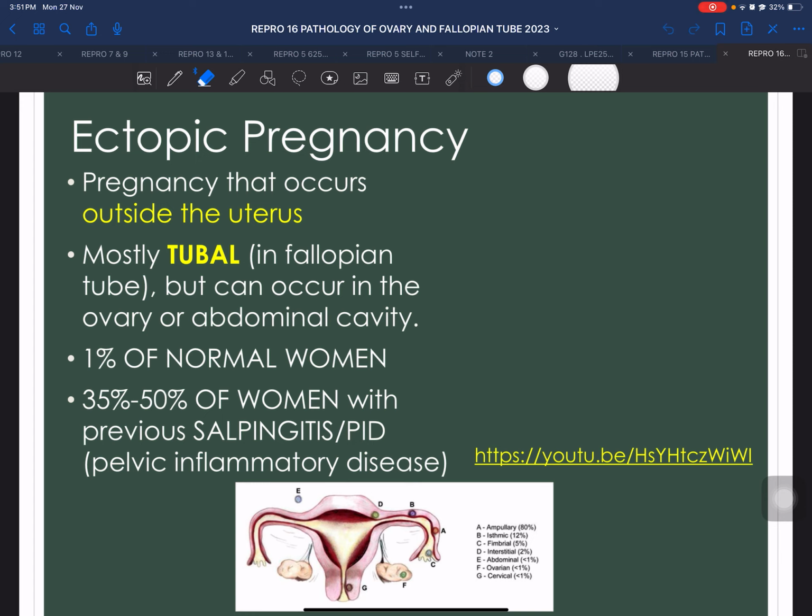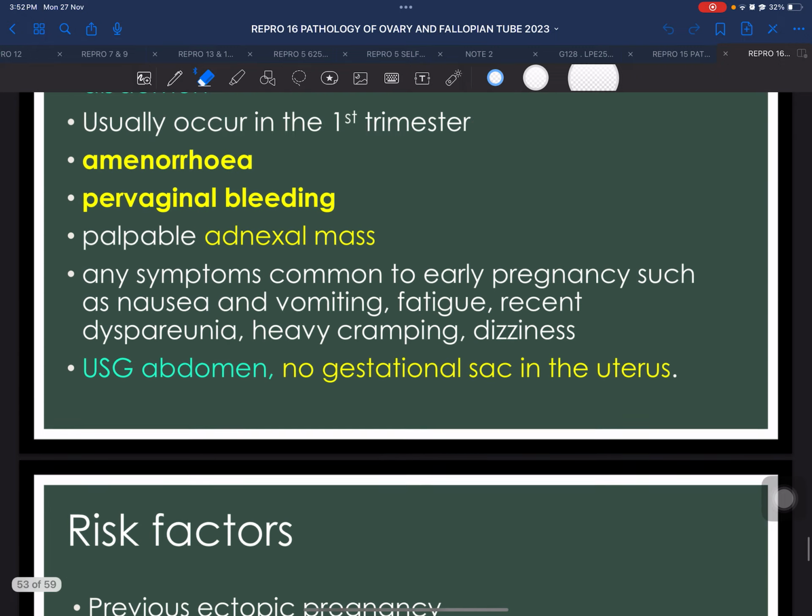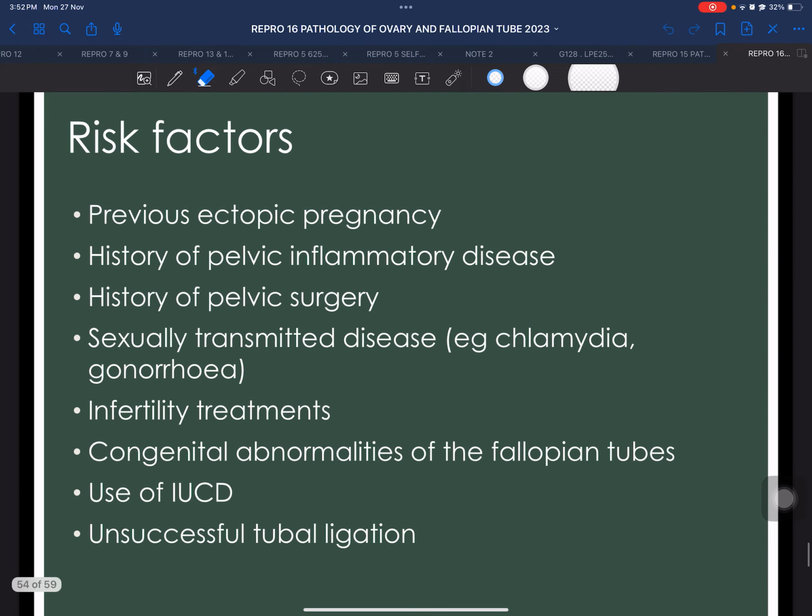The risk factors for ectopic pregnancy are that the patient has a previous ectopic pregnancy, history of pelvic inflammatory disease, history of pelvic surgery, sexually transmitted disease, the patient is under infertility treatment, use of IUCD, unsuccessful tubal ligation, or the patient has congenital abnormalities of the fallopian tube. This is just to show how it occurs.